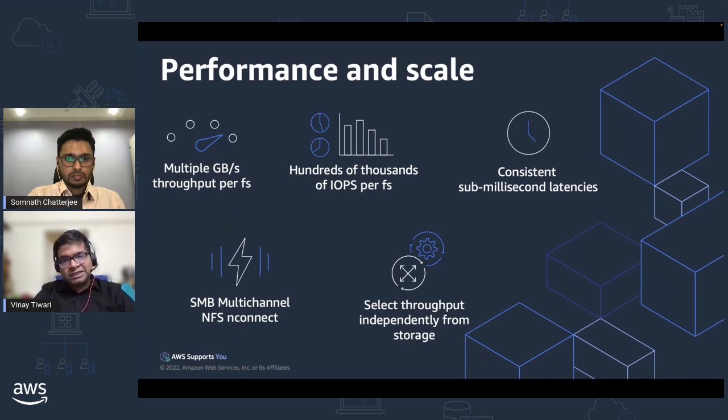Also, we offer sub-millisecond latency for both read operations as well as write operations. We also support a number of popular features built into SMB and NFS like multi-channel and nconnect. What they allow customers to do is max out their network bandwidth from a single client to FSx. Also, customers can independently select their performance and their storage. We want to make sure customers don't overpay. So what this means is customers should only be provisioning the storage that they need to store their data and the performance that they need to actually serve their data. These two dimensions are decoupled, so customers can independently choose one versus the other.